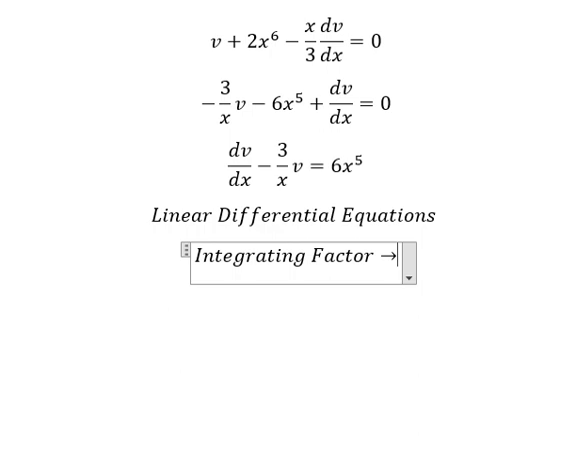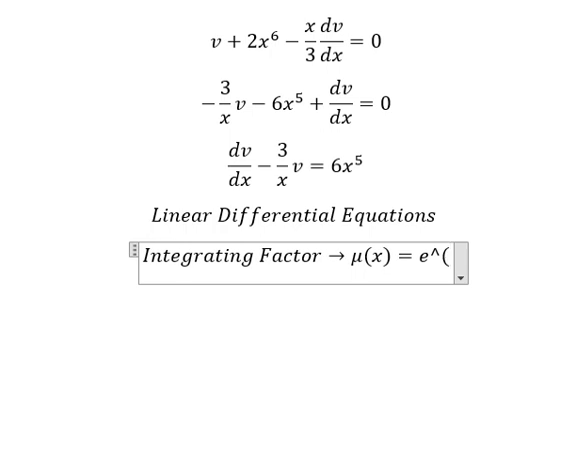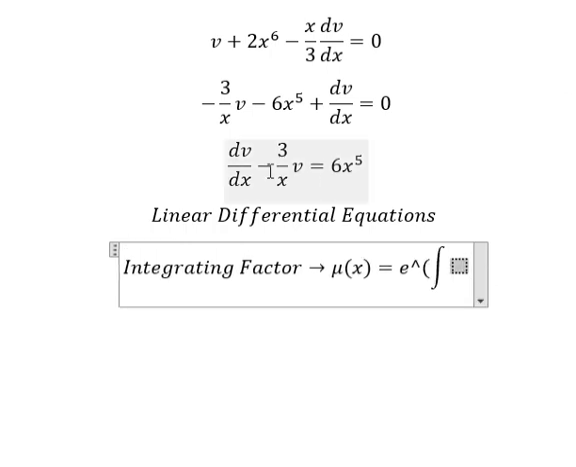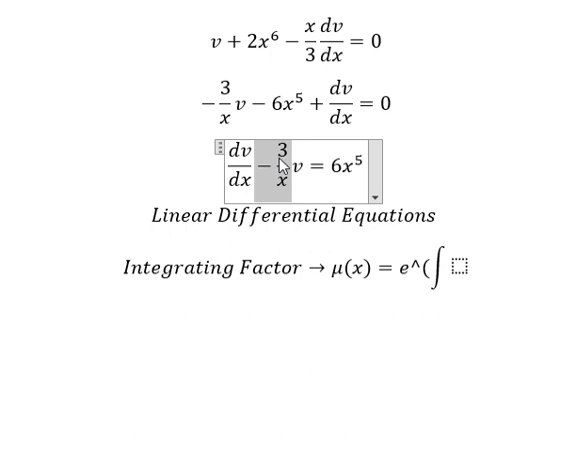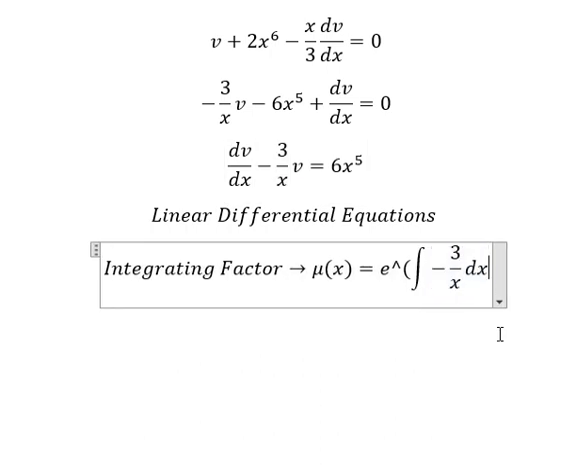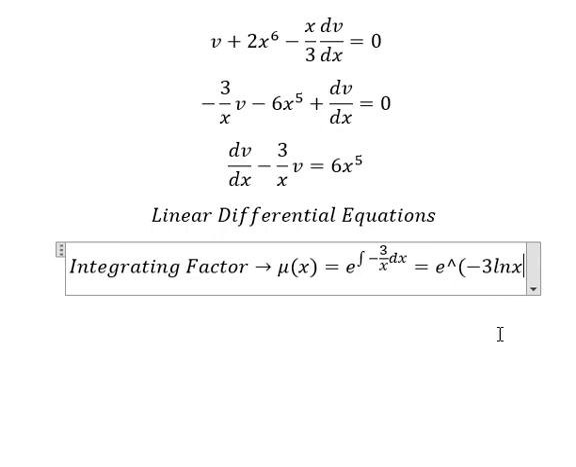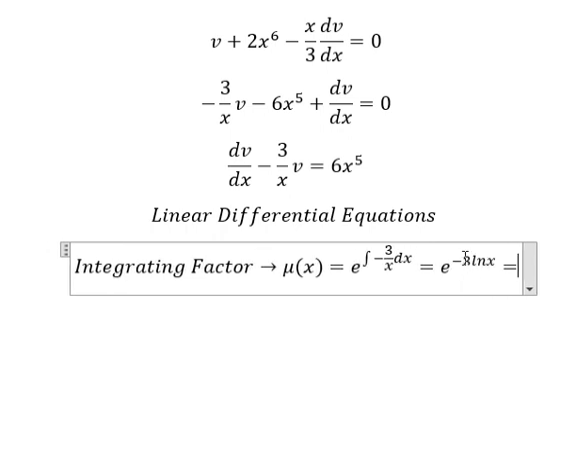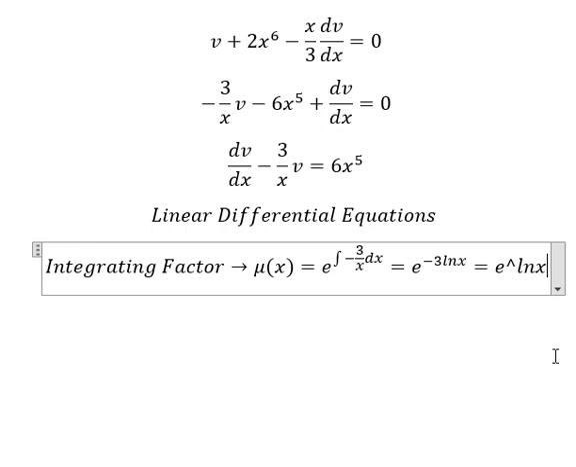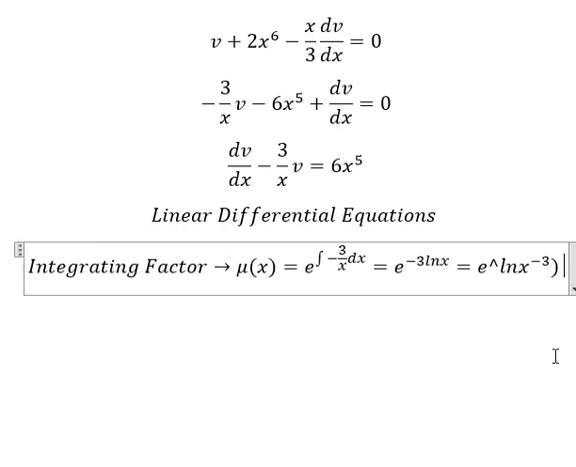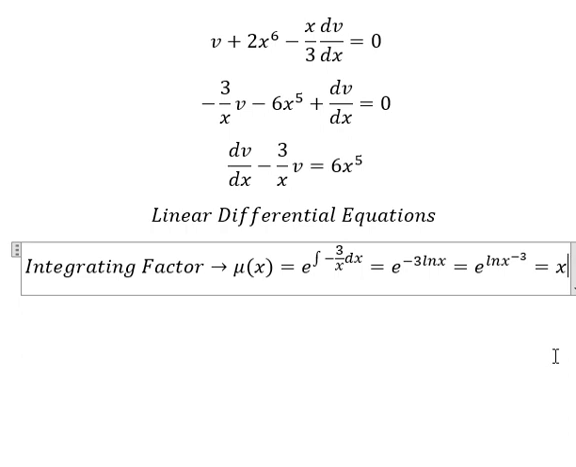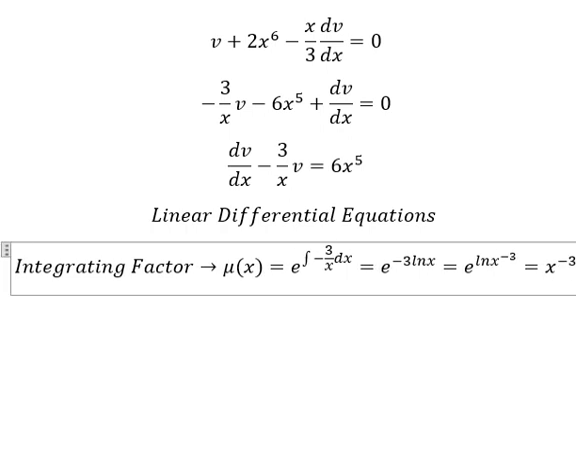So we need to find mu of x equals e to the power of the integration of this one. So I will put this one here, and we have negative 3 dx. Later, we put negative 3 inside the natural log in here. And this one we have x to the power of negative 3.